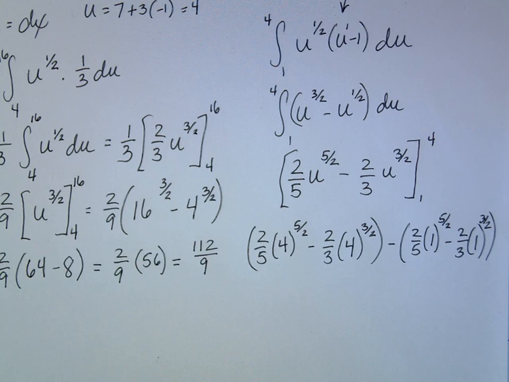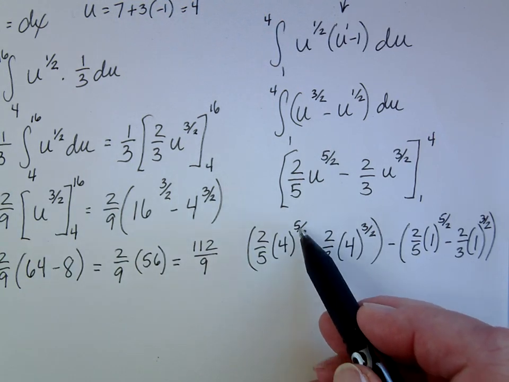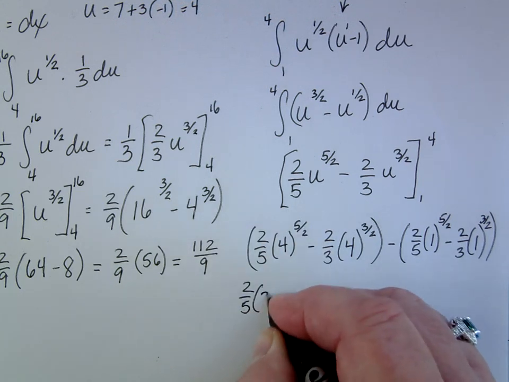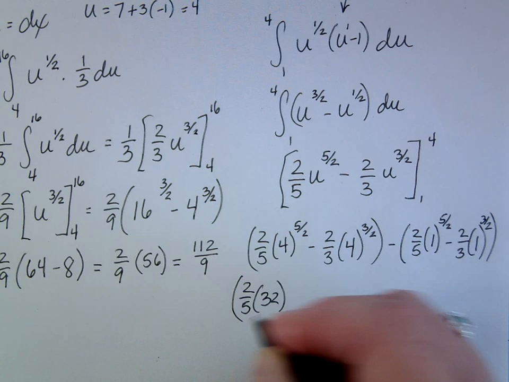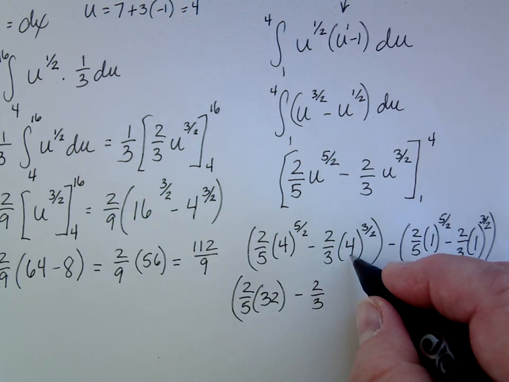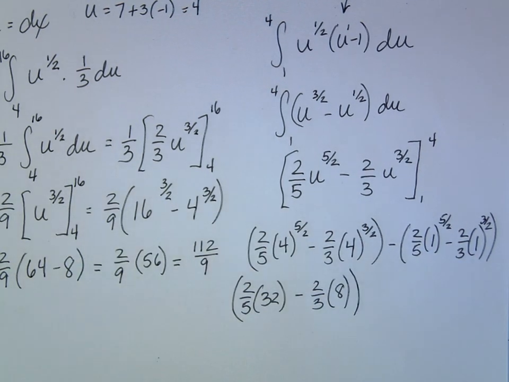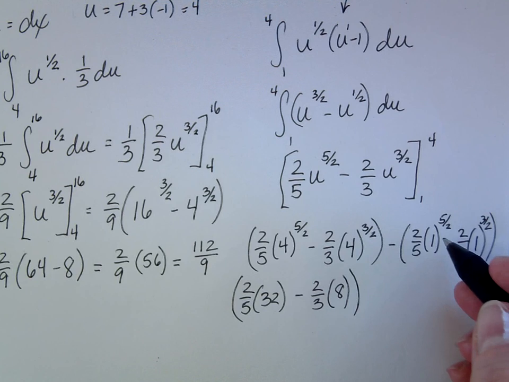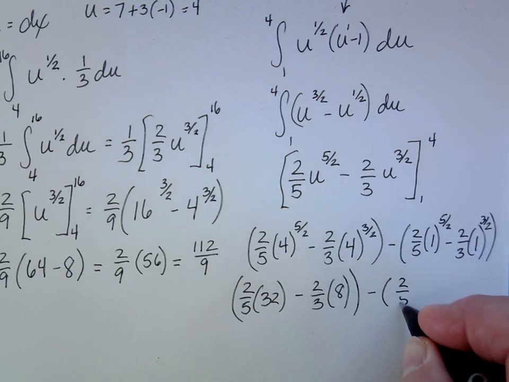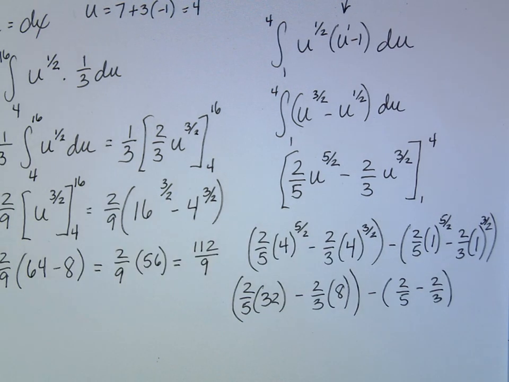All right, same thing goes. The square root of 4 is 2. 2 to the 5th is 32. So this is going to be 2/5 times 32 minus 2/3. The square root of 4 is 2. 2 cubed is 8. Now over here with 1, 1 to any power is just 1. So this just turns out to be 2/5 times 1 minus 2/3 times 1. And that one's kind of relatively nice.